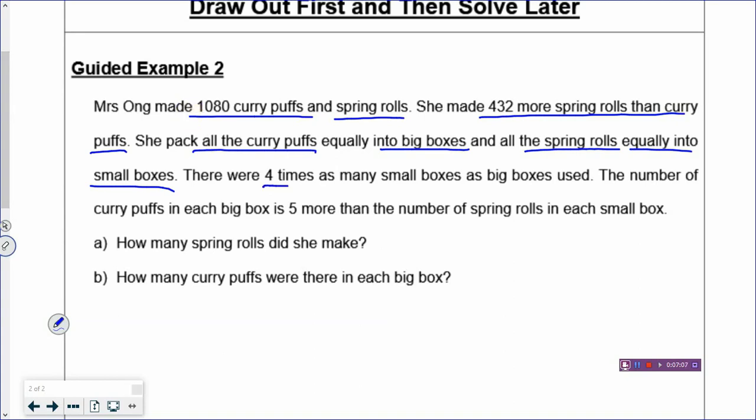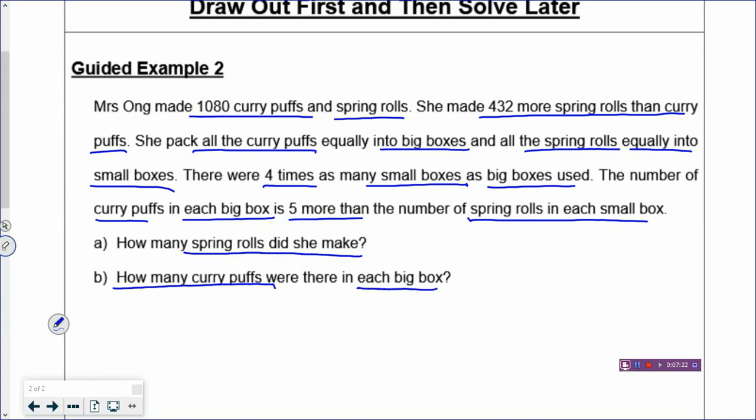But we know there were 4 times as many small boxes as big boxes used. And the number of curry puffs in one big box is 5 more than the spring rolls in one small box. So how many spring rolls did she make? And how many curry puffs were there in one big box?